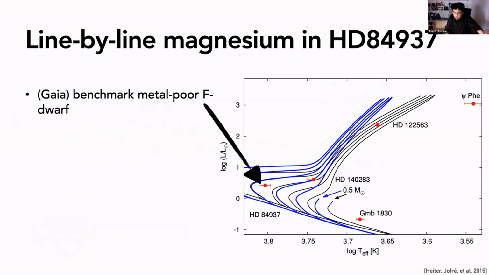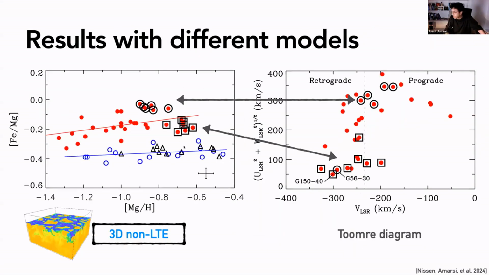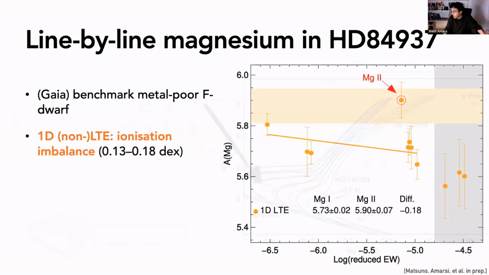To understand a bit about what is going on, we can look at one star in particular. For example, this one here, HD 84937, which is a well-studied benchmark star, a metal-poor F dwarf. So kind of like the stars in this sample that I've been talking about already. And we can look at the abundances of magnesium that we infer line by line. So individual spectral lines of magnesium, we can analyze them separately and infer different values of the magnesium abundance from them. And this is what we get in 1D LTE.